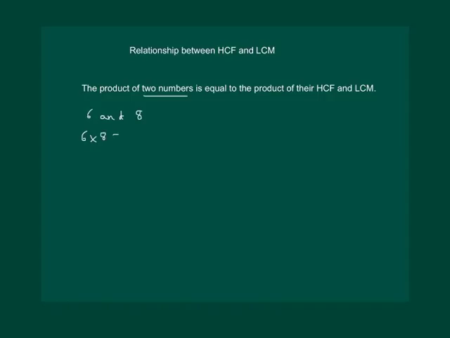There is an interesting property connecting the HCF and LCM of two numbers. The property says that product of two numbers is equal to the product of their HCF and LCM. Note that we are talking about two numbers only. Let us take an example and verify. Say we take the two numbers 6 and 8. Then product of 6 and 8 is 48.